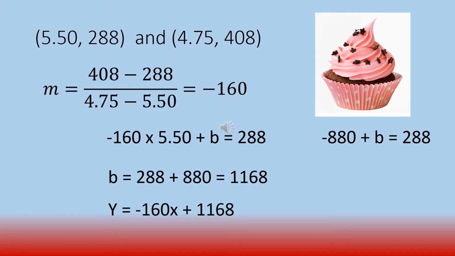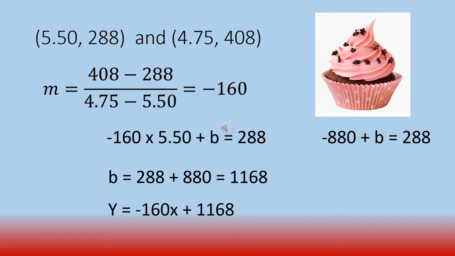Using these 2 points then, our slope will be the difference in the y values, 408 minus 288, divided by the difference in the x values, 4.75 minus 5.5, and that gives us a slope of negative 160. Then to find b, choose one of the points. I'll just choose the $5.50 with the 288 and plug $5.50 in for x.